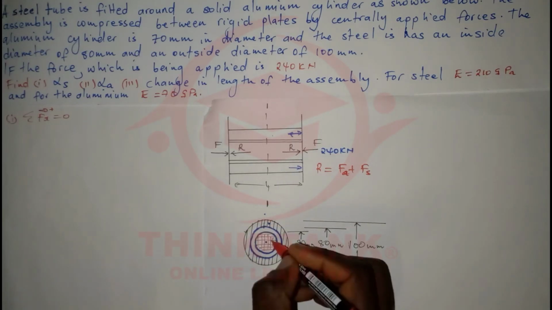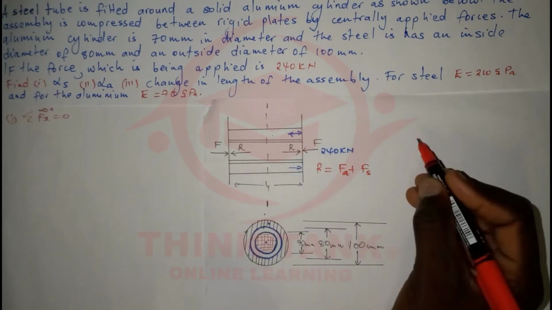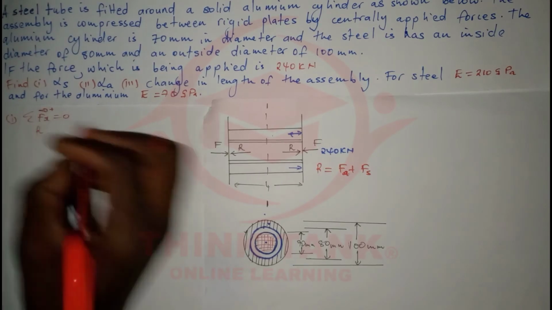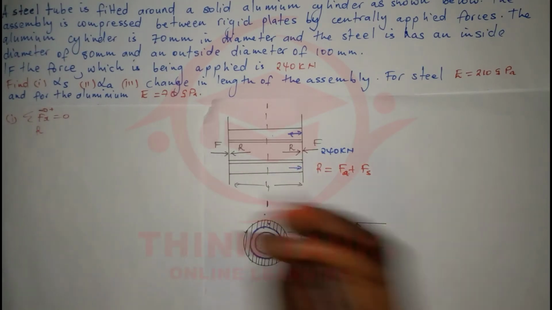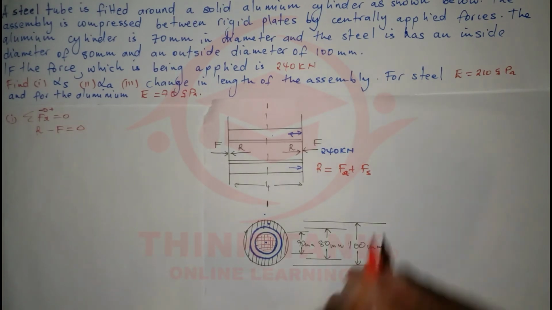We have the core and we have the outside. So let's resolve. Since I've said this direction is going to be positive, that means we're going to have R here, which is positive. But since F is opposite, it's going to be minus F, and therefore we're going to get 0. But let's take a closer look at R.